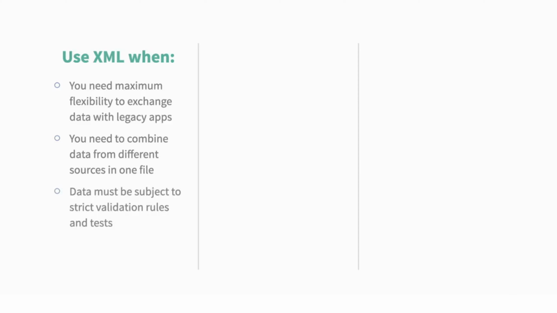XML has very strong data validation and quality checking capabilities, which you're going to learn about later in the course. You can define all kinds of rules that govern the types of information that an XML dataset can contain. And finally, if the dataset is complex and hierarchical, then XML is a good solution.